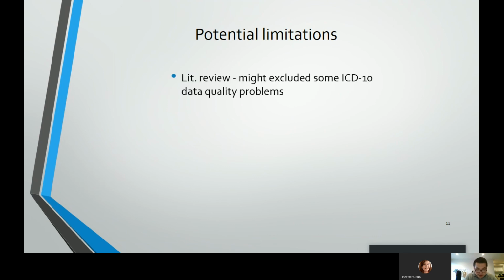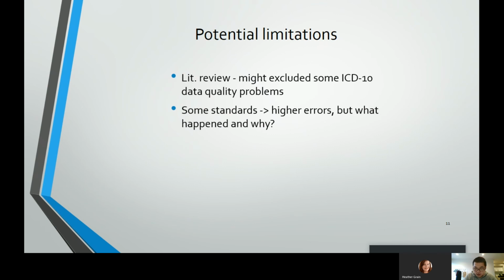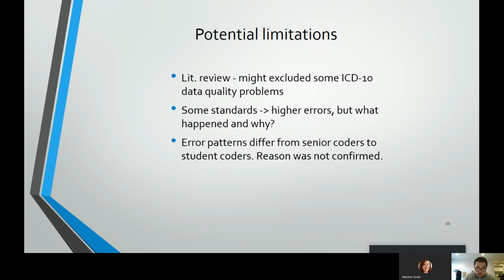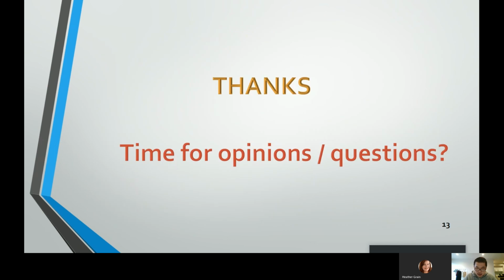Since this is the initial research that looks into ICD-10-AM data error patterns and inconsistencies by quantifying the errors and trying to discuss the patterns, limitations unavoidably exist. First of all, the literature review might exclude some ICD-10 data quality problems. Secondly, what happens in those standards that lets errors concentrate and why they lead to higher errors remains to be further researched. Thirdly, as a byproduct, this research already discovered that error patterns differ between senior coders and student coders, but the reason was not confirmed. Finally, there exists a potential to improve accuracy by auto-coding after understanding more about coding errors and inconsistencies, but this remains future research. Here are my selected references.